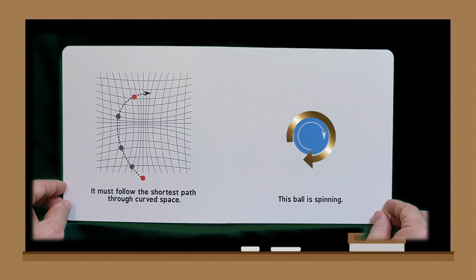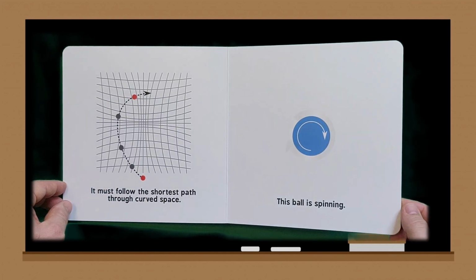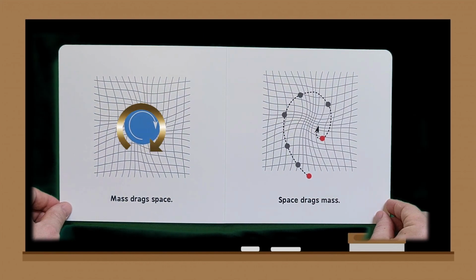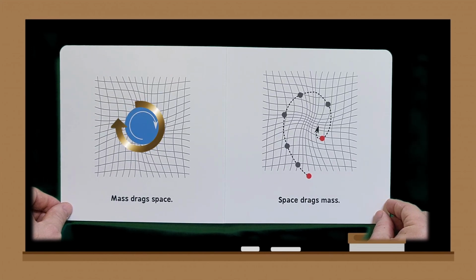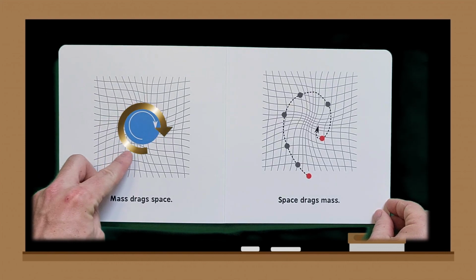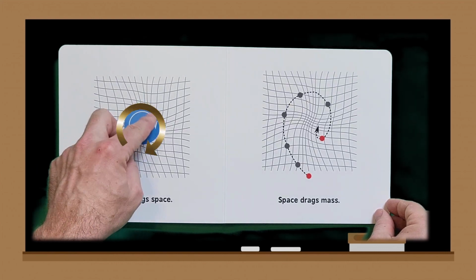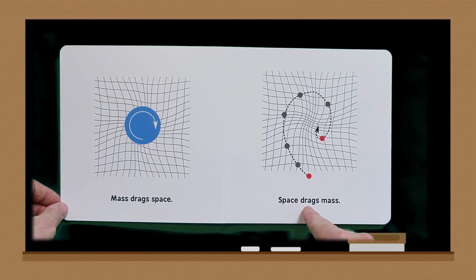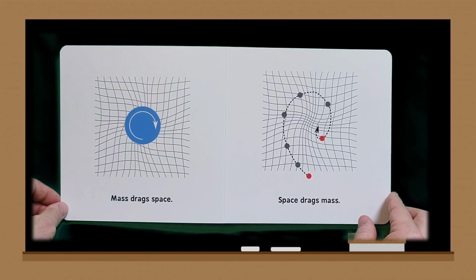This ball is spinning. Mass drags space. Space drags mass. See how the spinning ball drags the space? And see how the space drags mass?